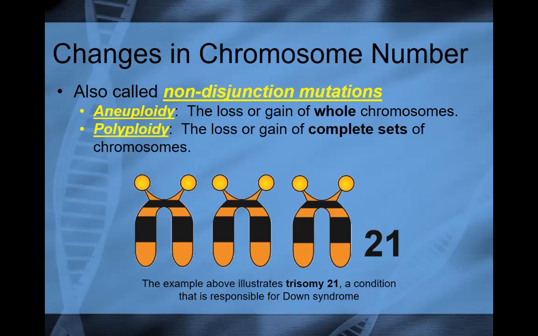Another example of this is polyploidy, where you don't just lose or gain one chromosome, but you lose or gain a complete set of chromosomes. Now, this is not something that we see in animals because this is typically going to end the life of the organism. But this is something that we do see in plants.